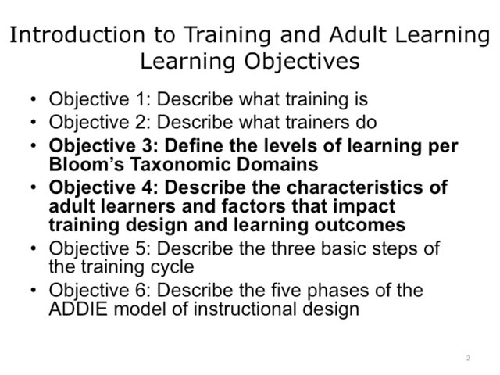The learning objectives for the Introduction to Training and Adult Learning unit are: Number 1, define the levels of learning per Bloom's taxonomic domains: cognitive, affective, psychomotor; and 2, describe the characteristics of adult learners and factors that impact training design and learning outcomes.